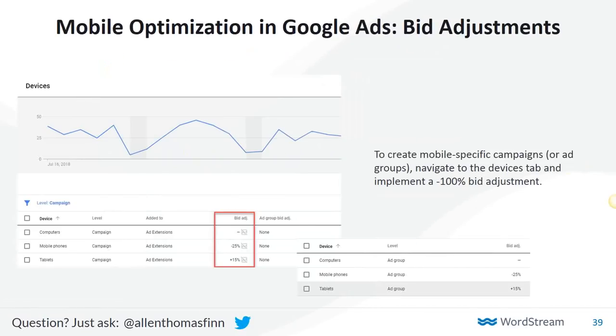Another way that you can optimize for mobile within Google Ads is through bid adjustments. I'd wager you've been doing this already for quite some time. You can create mobile specific campaigns or ad groups by paralleling what you already have running on desktop and adding a negative 100% bid adjustment to your desktop campaigns or ad groups, and then having a mobile specific version where you are bidding down on computers and way up on phones if you want to craft ad copy that's specific to mobile devices.